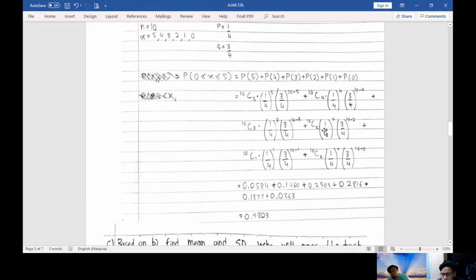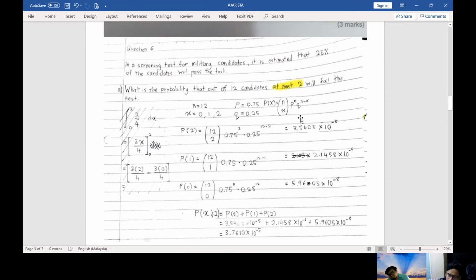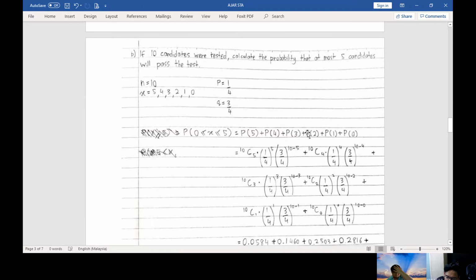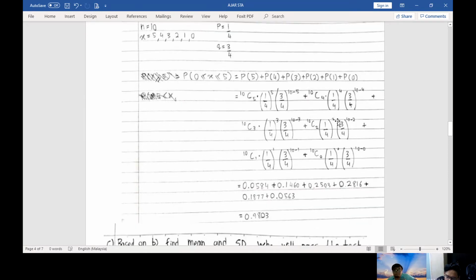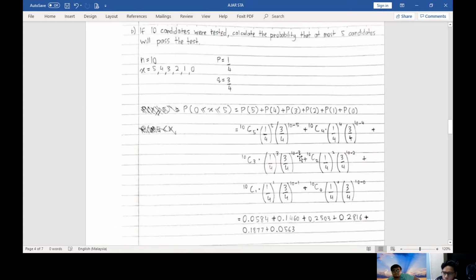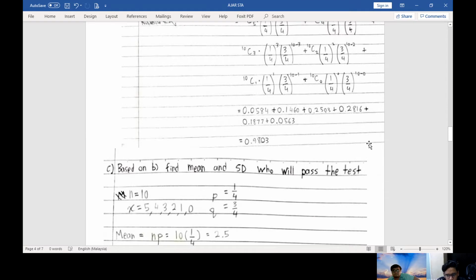So here, we just use the same formula for this one. So just key in the variables and do the same method. You just put the variables and then you get the answer, and then you sum it all, and you will get the probability for at most 5 candidates will pass the test. So that is for B.